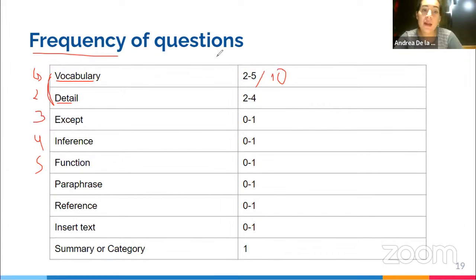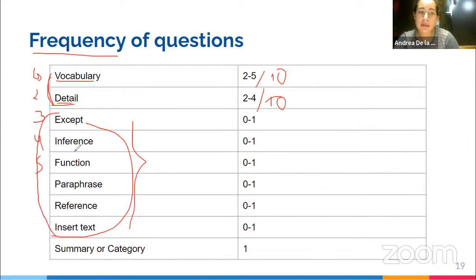Now, the 2 questions have good strategies. We're going to see them. And they are also really frequent, as you can see here. The other ones, except, inference and so on, until insert text, even though they're not so frequent, we're still going to cover them. And believe me, you're going to have at least one per passage. So you usually have one except, one inference, one function, one paraphrase, one reference, one insert text. So you're going to see all of these at least once.